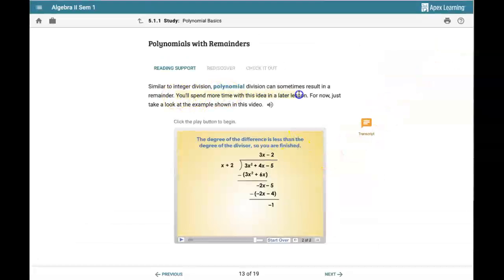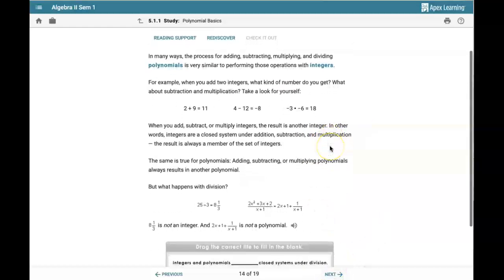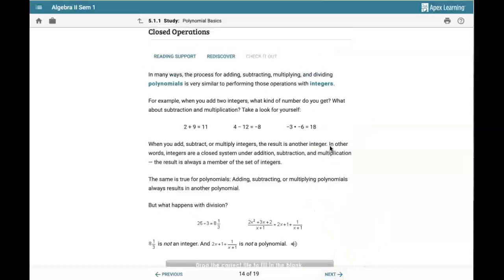In case you're worried about it, you will spend more time on this idea in a later lesson, so do not freak out if this is a really quick overview for you. Okay, so now closing operations. You can do the same thing for polynomials that you can with integers, like whole numbers.